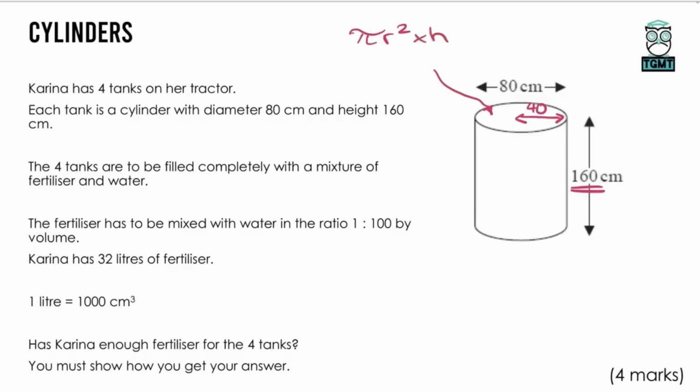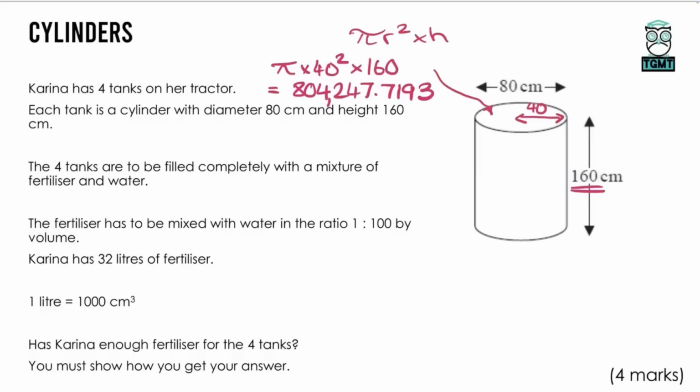So if we work that out, that's going to be pi times 40 squared, and we can either type that in and then times by 160, or we can just times by 160 straight away. And let's just write that down then. So pi times 40 squared times 160, and that gives us a very large volume here, but we get 804,247.7193. And there we go, that is the volume of one tank, 804,247.7193 centimetres cubed.